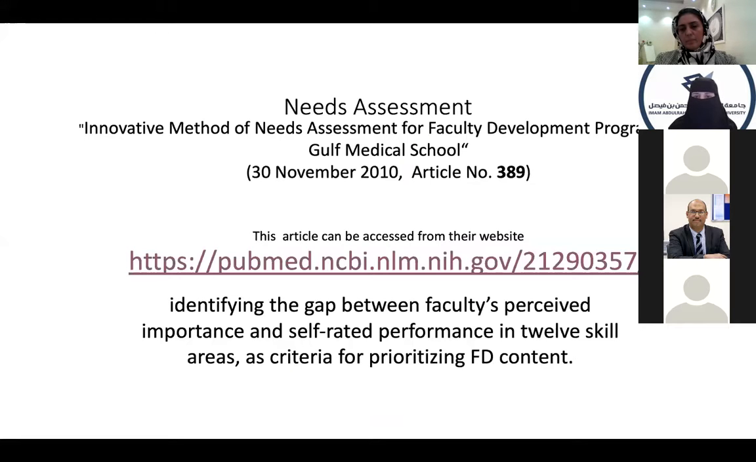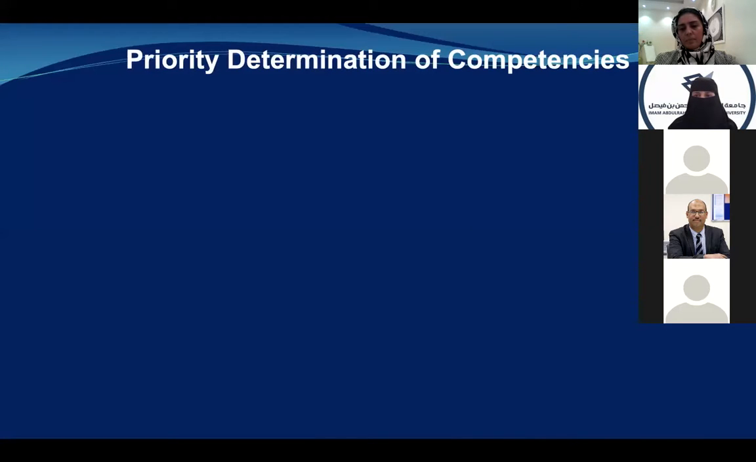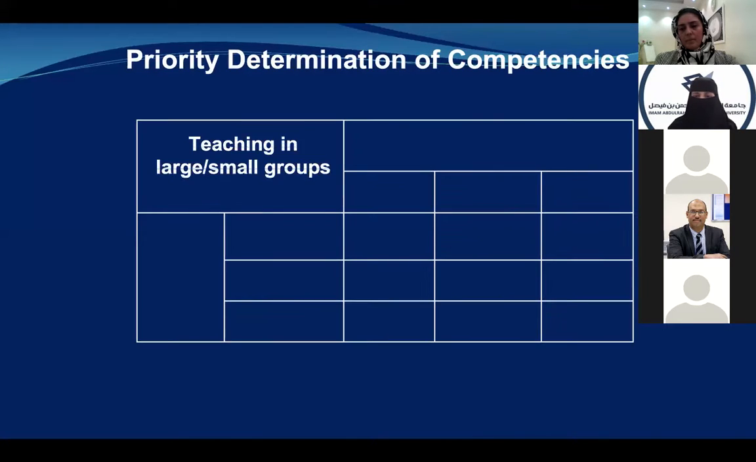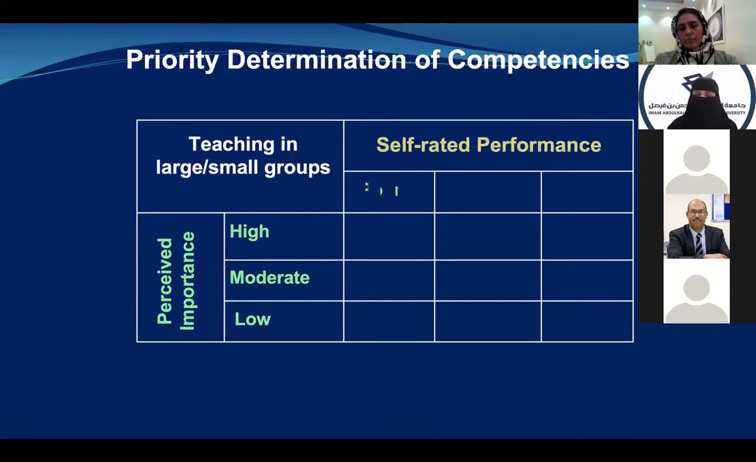It was published in Education for Health. What was unique about it is that not only were the faculty telling us whether the topic is important or not, but they were also telling us how they self-assessed themselves regarding their skill in that area. So we created a grid like this, where we have poor, average, high self-assessment rating versus the importance of that skill or knowledge or competence.